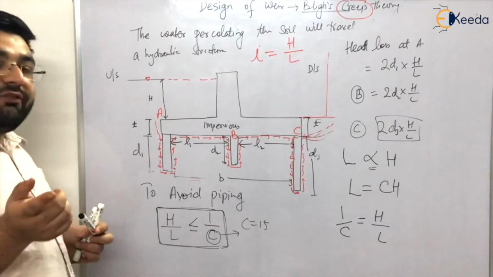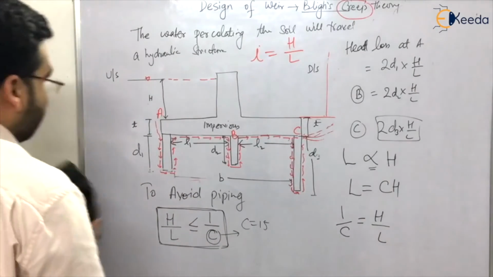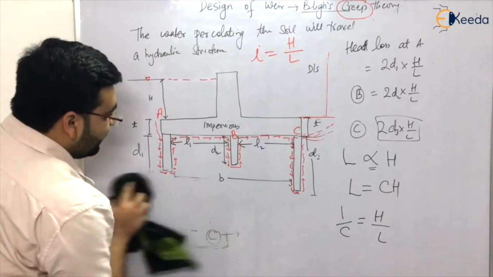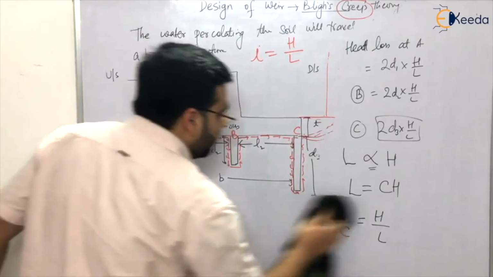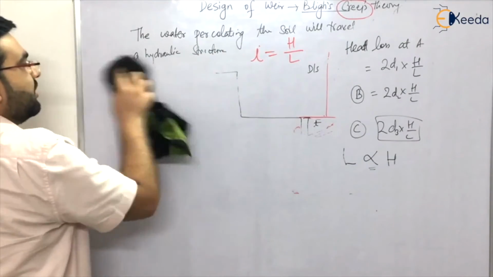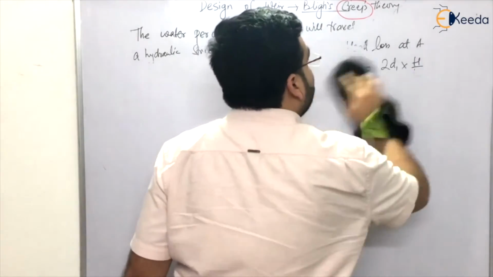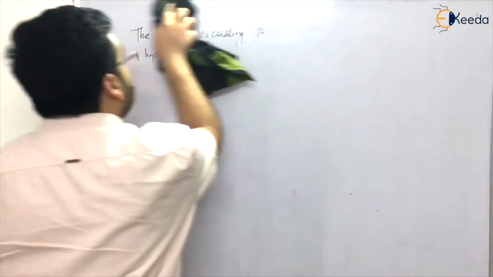The next type of failure was the uplift pressure. Now let me rub this. Now let us understand about the uplift pressure. Let me rub the structure also. Again, I will be drawing the structure because I have written a lot of things, so let me rub this now.